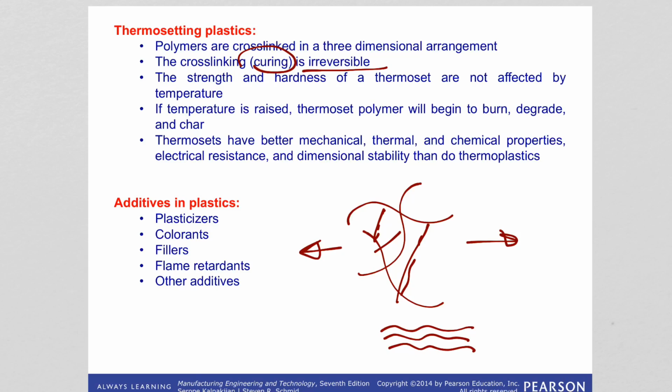And colorants, of course, these are added to give color, right? Dyes, pigments. Fillers. Fillers may be added to improve strength, hardness, toughness, abrasion resistance, dimensional stability, stiffness. Fillers are usually wood flour, silica flour, or silica powder, clay, talc, calcium carbonate, etc.